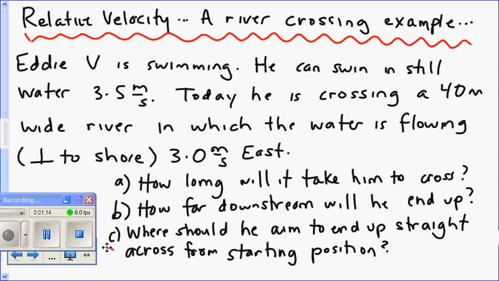Okay? So in the three questions, we're looking for time here, some d here. We don't know which d yet. And where will mean some angle. Where should he aim? So if you need to pause to go ahead and write the rest of the example, you can. But I'm going to move ahead to the next page and we'll start solving the problem.